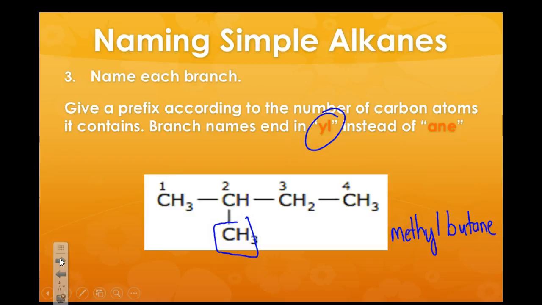If there was more going along with that CH3, would it still have the YL after it? Yes, it would. So if there was, let's say, 3 more carbons going this way, would it be propyl? It could be, but I want you to think about that for a moment.